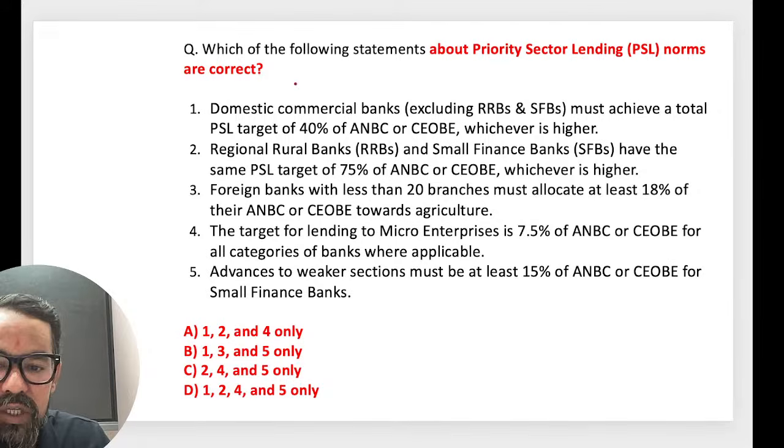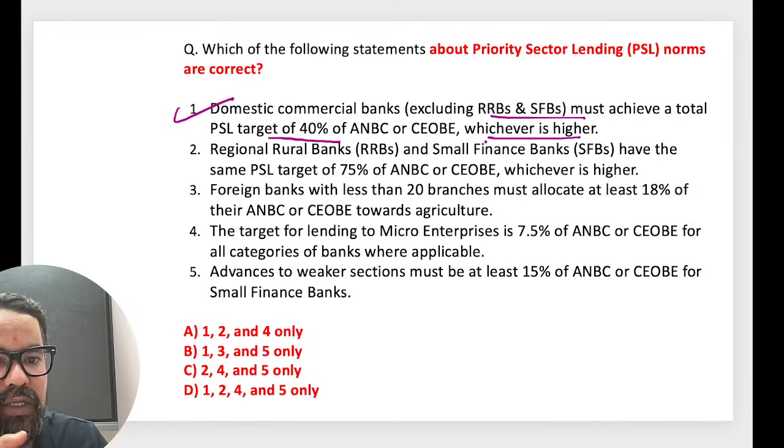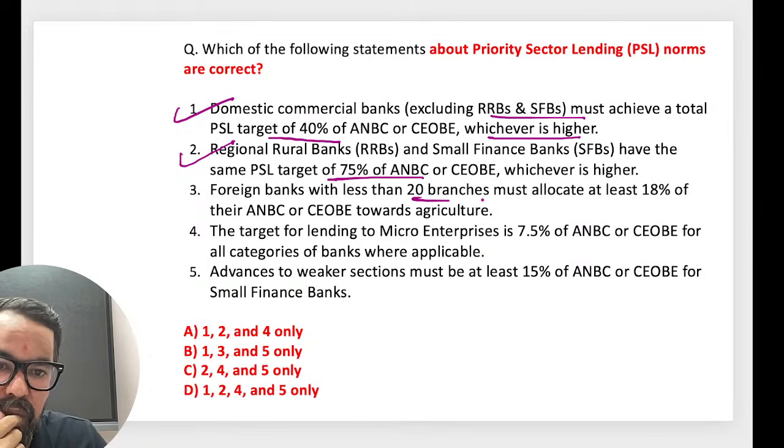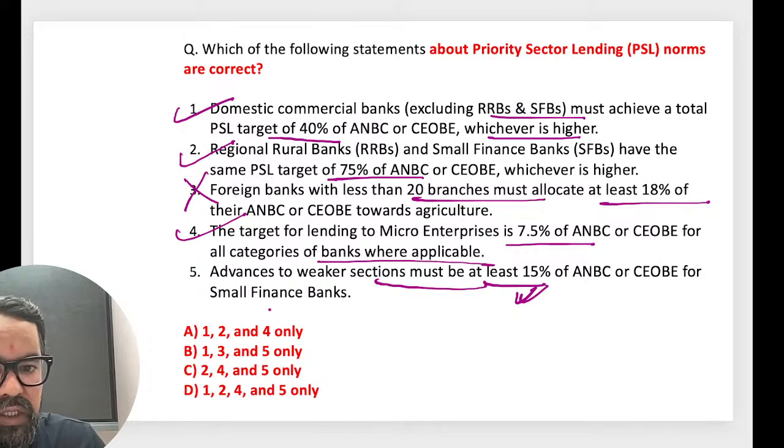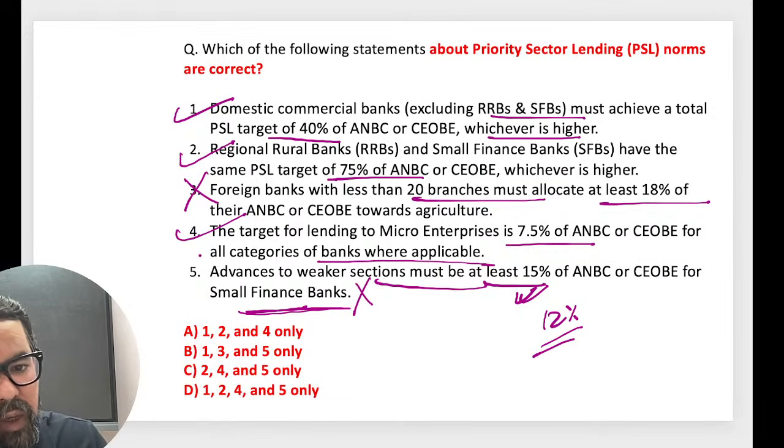Let's see. First statement: domestic commercial banks excluding RRBs must achieve total PSL of 40%, whichever is higher. This is true, there is no doubt with this one. Regional rural banks and small finance banks have 75%, whichever is higher. Foreign banks with less than 20 branches have to allocate at least 18% to agriculture. Wrong. The target for lending to micro enterprises is 7.5%. For all categories, this is also true. Only the weaker section got changed. Advances to the weaker section must have 15%. This is for small finance banks, no, this is wrong. For small finance banks it is how much? 12%. So this is wrong.